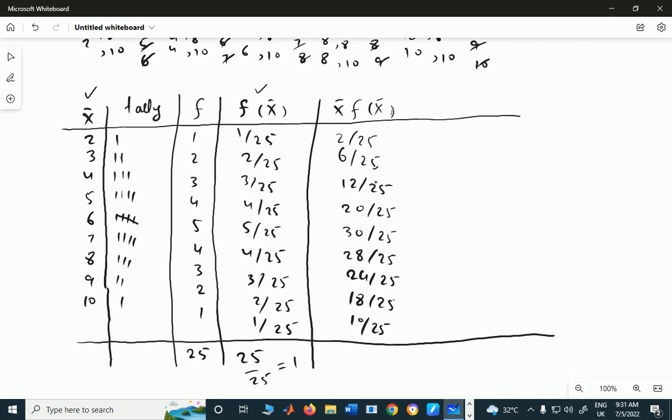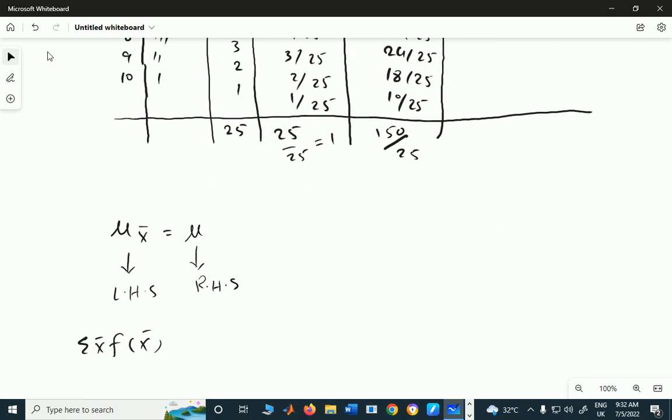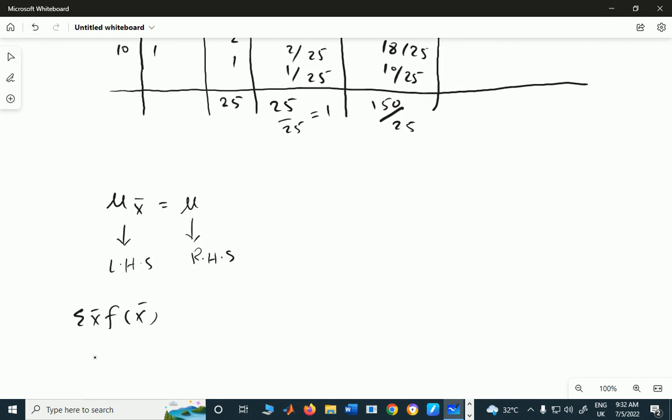So completed. Now you add it, you have to sum it up so as to get the left hand side. The denominator will be 25, and if you add the numerator, you will get 150 over 25. So, this is equal to 150 over 25, or this is equal to 6. So, the left hand side is equal to how much? This is equal to 6.